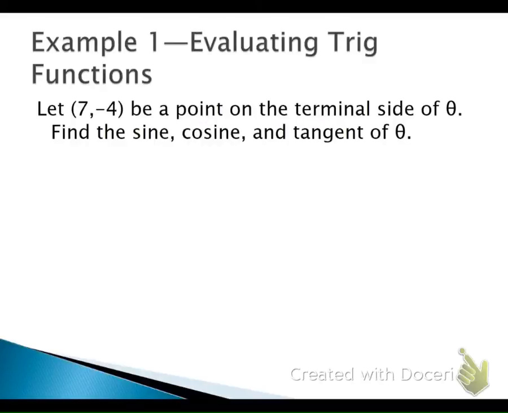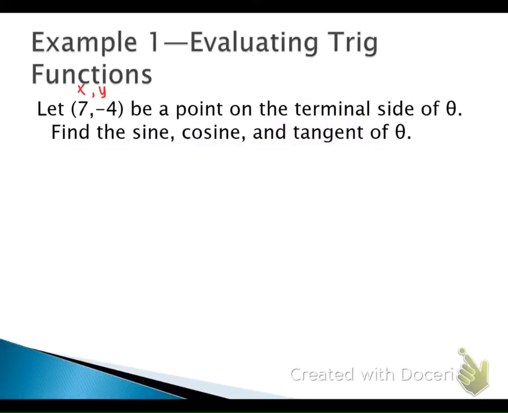Okay, example 1, we're going to evaluate this trig function. It says let (7, -4) be a point on the terminal side of theta. Find sine, cosine, and tangent of theta. Well, first thing is, remember, an ordered pair consists of an x and a y. But we know to find sine, cosine, and tangent, we're going to need x, y, and r.